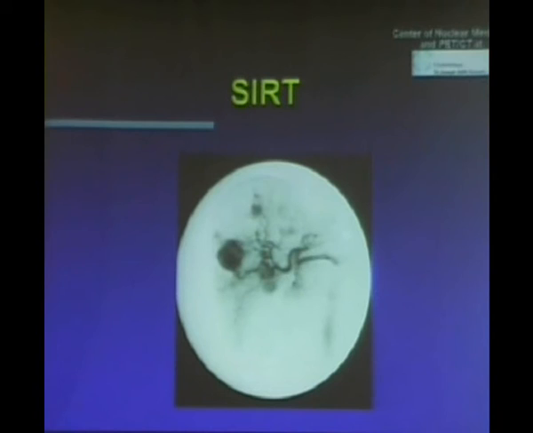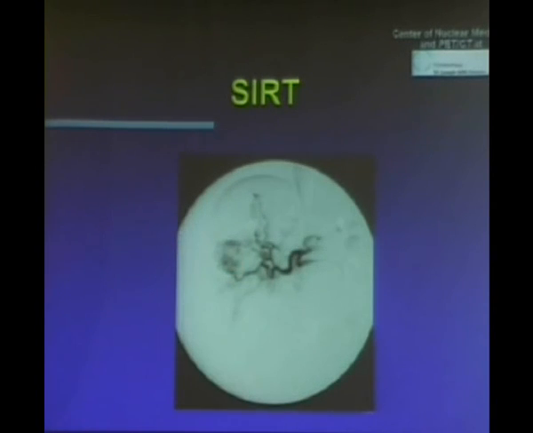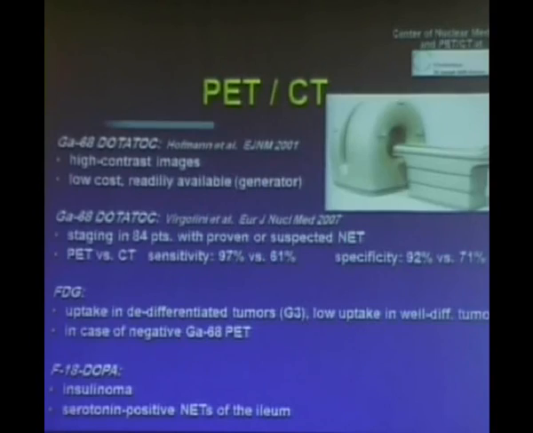This is a case of a patient with some metastases in the liver shown by a radiographic perfusion scan. And this is the patient before therapy, and this is the patient after therapy. There's no perfusion, so no vitality anymore.